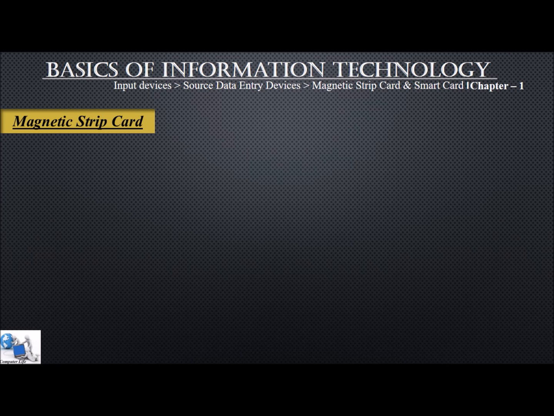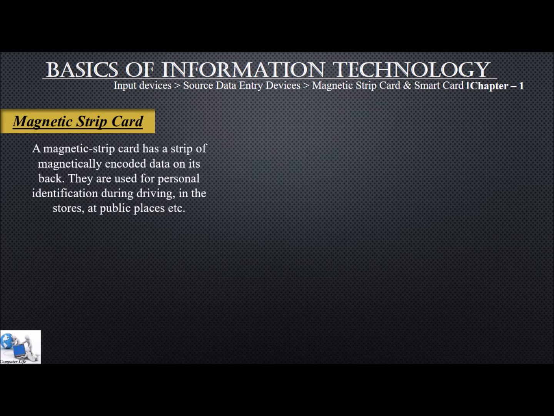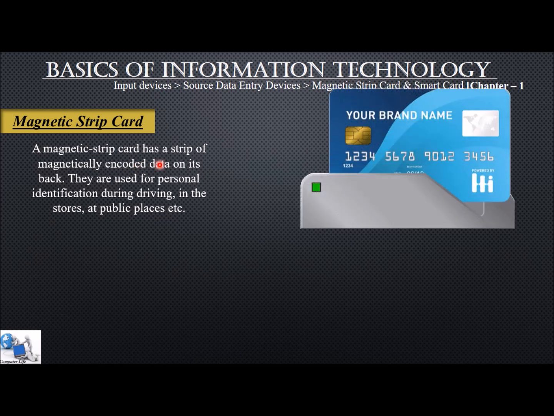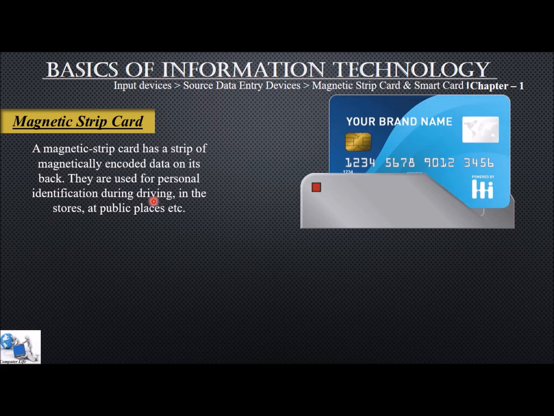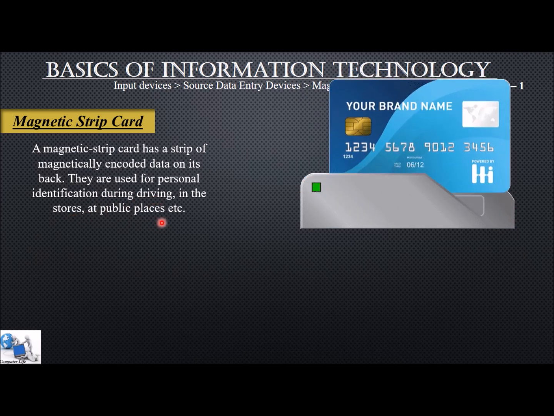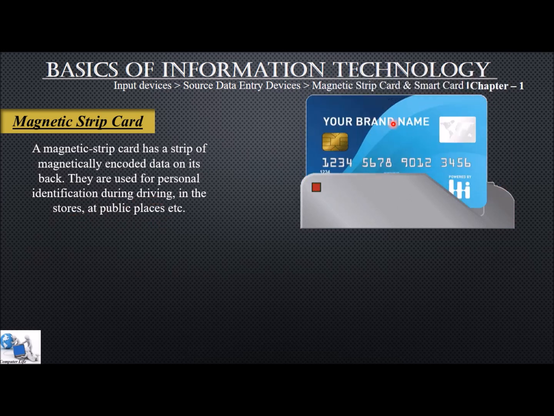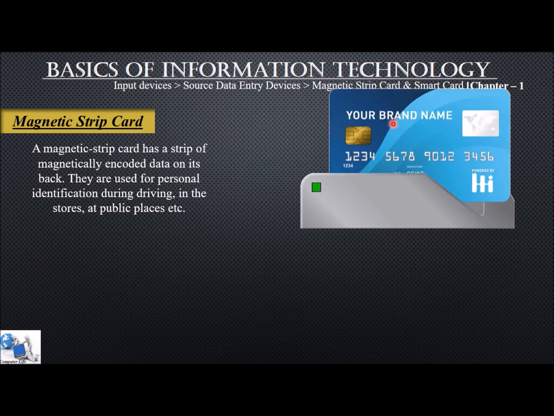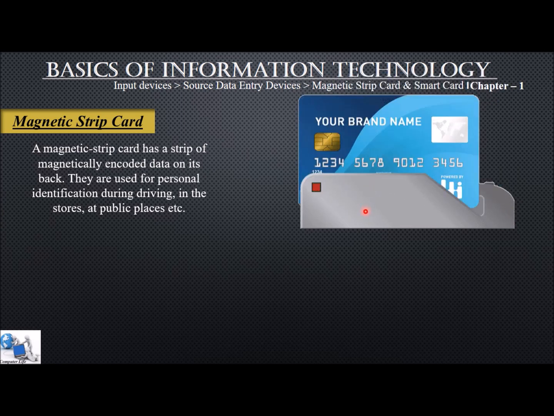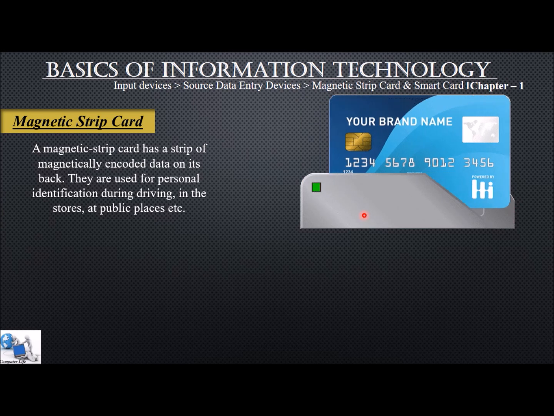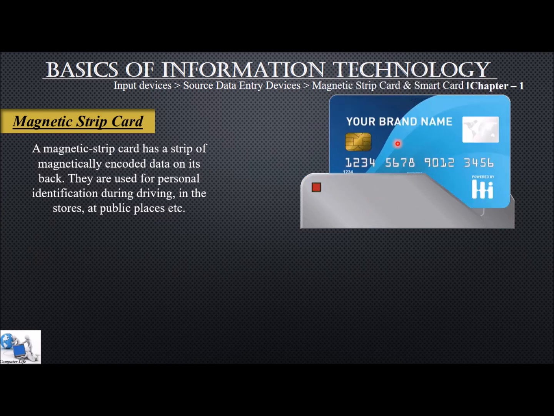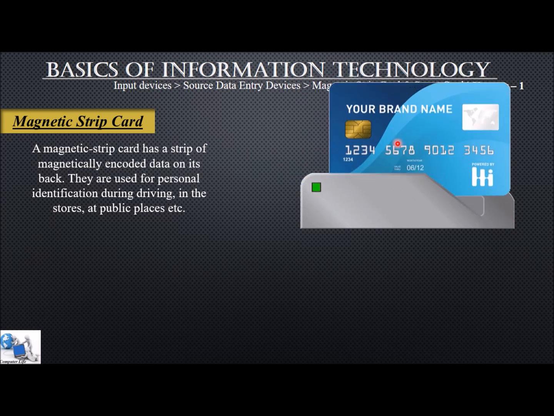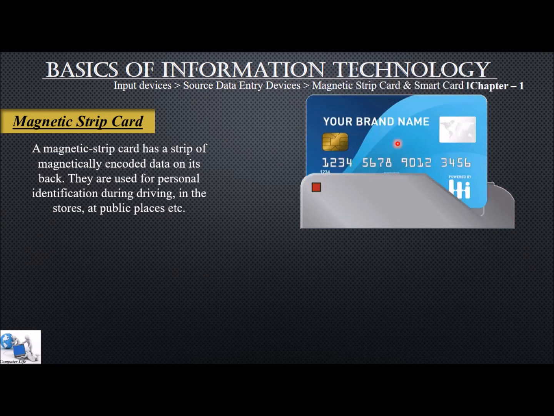Magnetic strip card. A magnetic strip card has a strip of magnetically encoded data on its back. They are used for personal identification during driving, in the stores, at public places. This is the magnetic card. On the back side, code is written with magnetic ink. And this is the machine which is known as the magnetic strip reader machine. This machine reads the magnetic ink which is written on this card and we can get the required information easily.